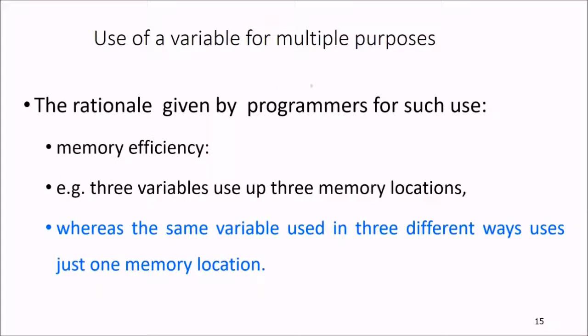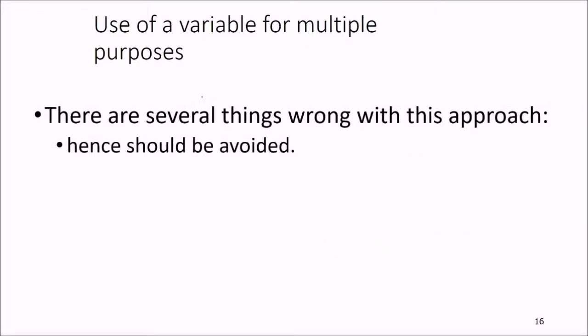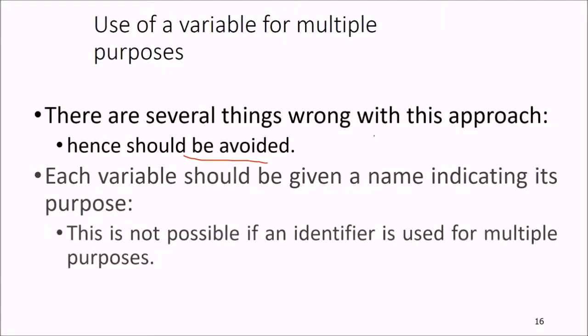The rationale given by programmers for why they do it is memory efficiency. Why use various variables to do the same task or multiple tasks? Three variables use three memory locations, whereas the same variable will use only one memory location. This is the argument which is sometimes given. But there are things which are wrong with this approach, and it should be discouraged and avoided.